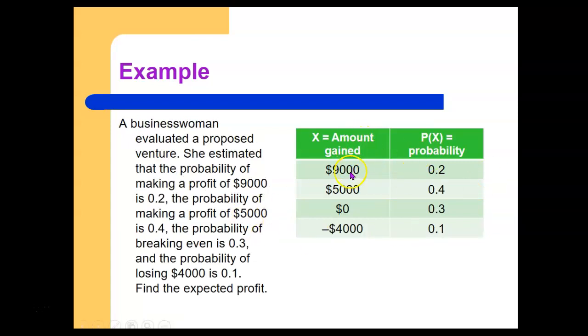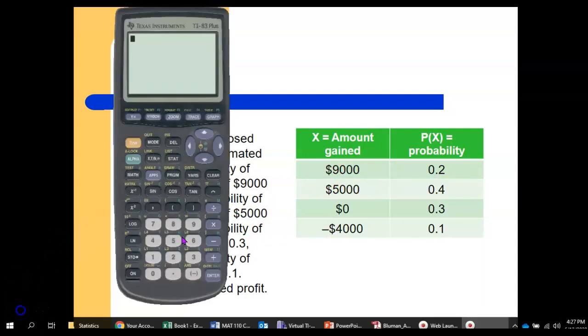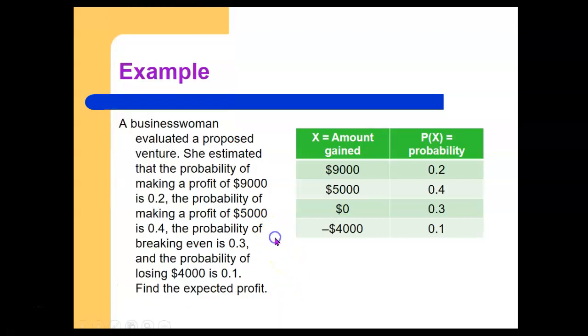So we need to take each possible amount she could gain times the probability of that amount. So we're calculating 9,000 times 0.2 plus 5,000 times 0.4 plus 0 times 0.3 plus negative 4,000 times 0.1. And that comes out to be $3,400. So first of all, that is positive.